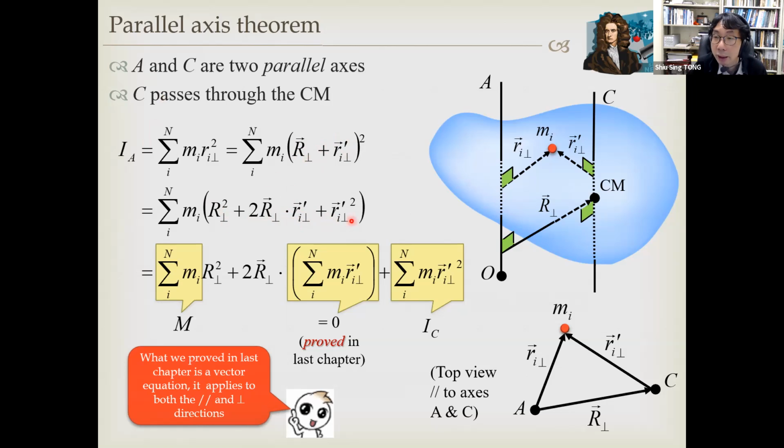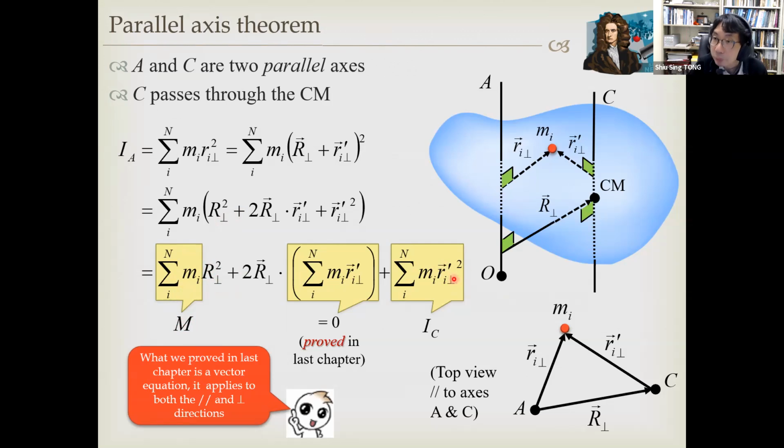Now the summation can be separated into three terms. The first term is summation mi capital R per square. The last term is summation mi Ri per prime square, right? And the middle term is summation of this ugly guy. Now we look at each of this term. Now the first term, summation mi multiplied by capital R per square, because the R per square is a constant and it can be taken out of the summation. So we are left with a summation of mi, but summation mi is what? It's the total mass of the object. Is that right? So we have capital M as the total mass of the object multiplied by R per square.